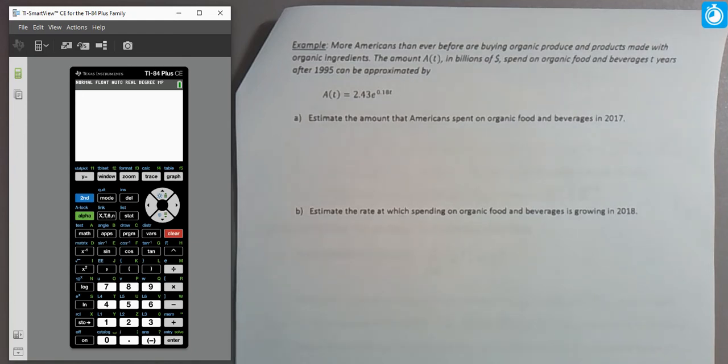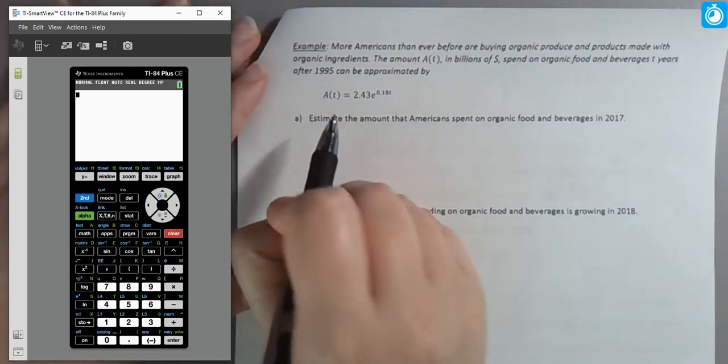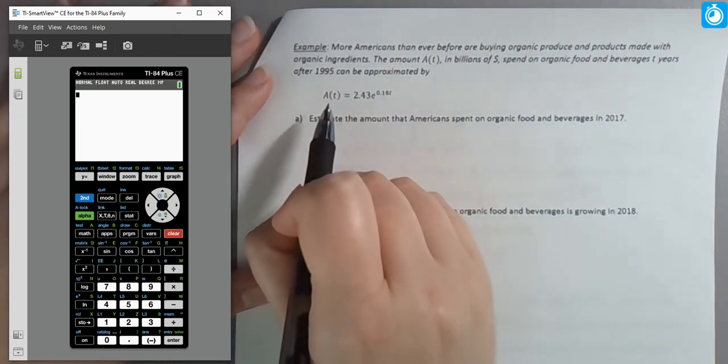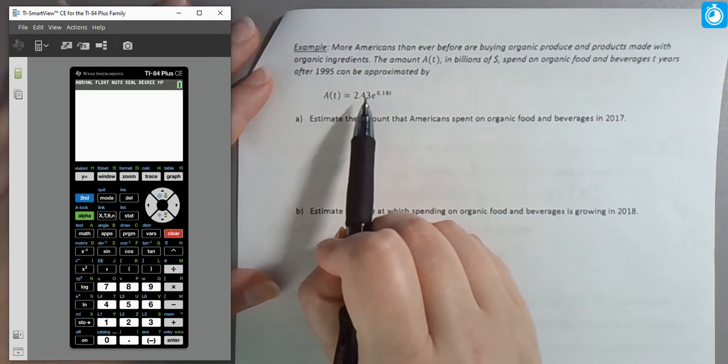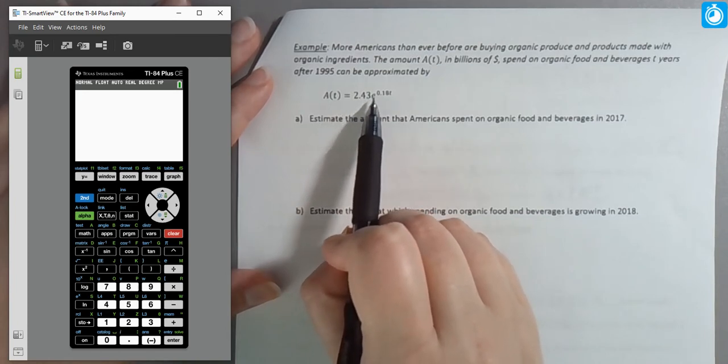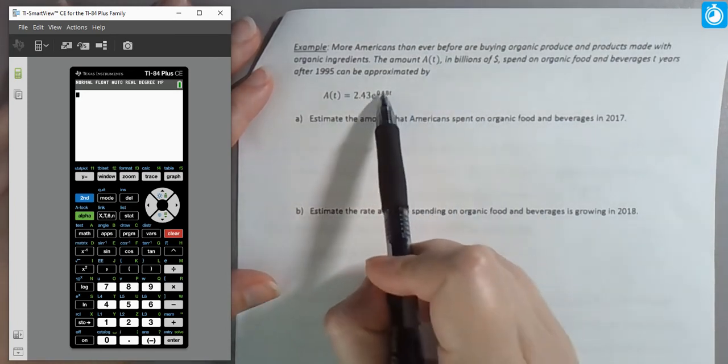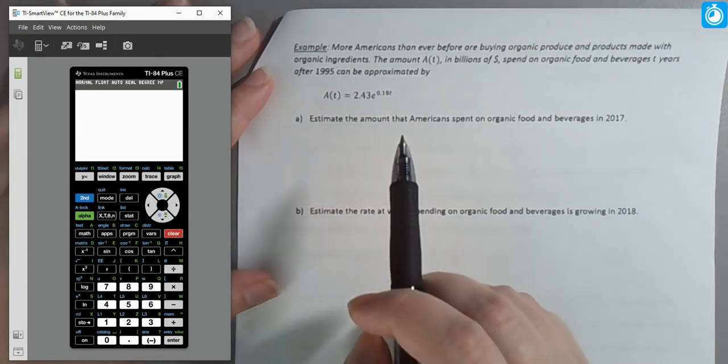Okay, so that's given us the values for our variables. Our output is in billions of dollars. Our input is a number of years after 1995. This can be approximated by the following function. So A of T is equal to 2.43 times e to the 0.8 T power.